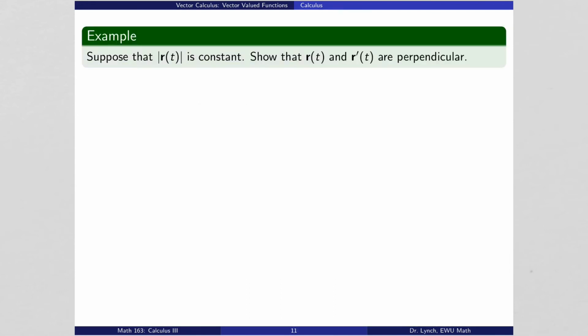One interesting characteristic is that if a space curve has constant magnitude, then the vector representing the space curve and the vector representing the tangent are perpendicular. And we can use properties of the dot product and the product rule for dot products to find this relationship. So if the magnitude of a space curve is a constant, then the magnitude squared is just a different constant. And of course, the magnitude of a vector squared is the dot product of the vector with itself.